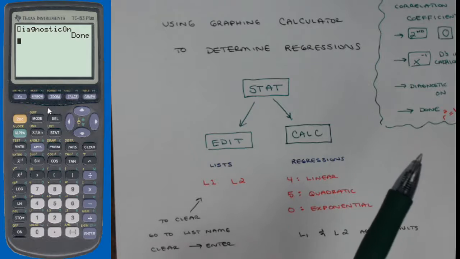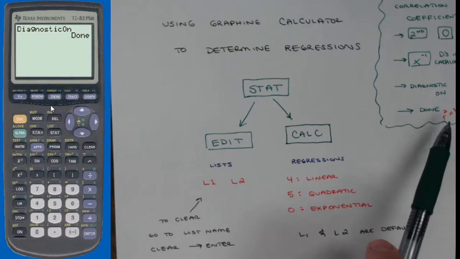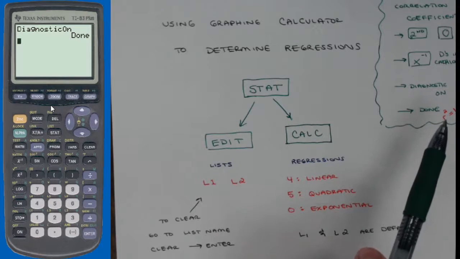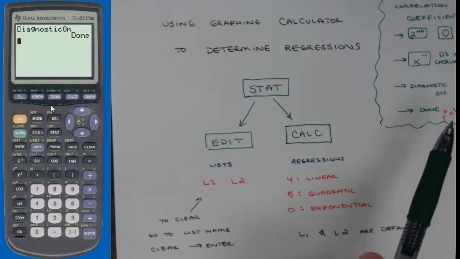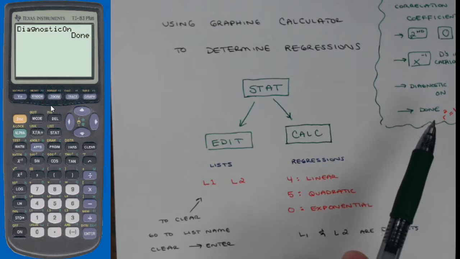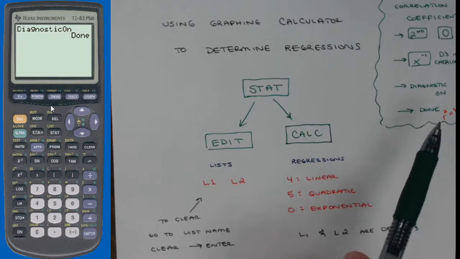So when you calculate these regressions, if you find that your correlation coefficient squared is exactly 1, it means the information you entered into the lists is a perfect fit. The closer it is to 1, the better the fit. So sometimes it's perfect, sometimes you just need to pick the one that fits best. Okay, more on that later.